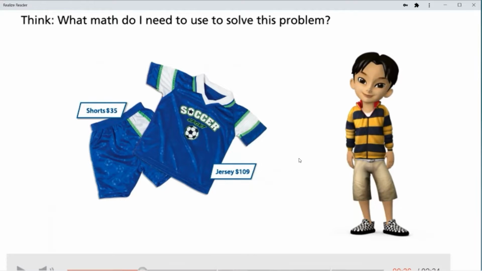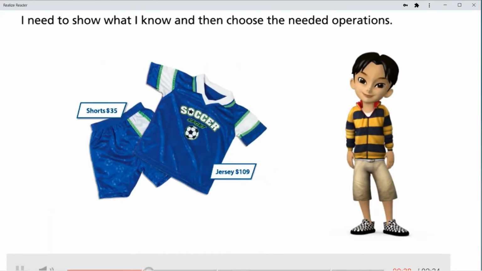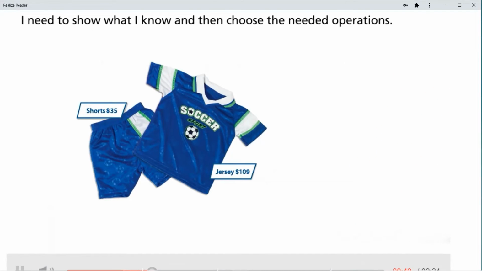Now, if we need to figure out how much money he spent, what we need to think about is what information we have. So we know he bought 1 jersey and he bought 2 pairs of shorts. So we need to figure out how much 2 pairs of shorts cost. And we need to add to that the price of the jersey to figure out how much money he spent. I need to show what I know and then choose the needed operations.